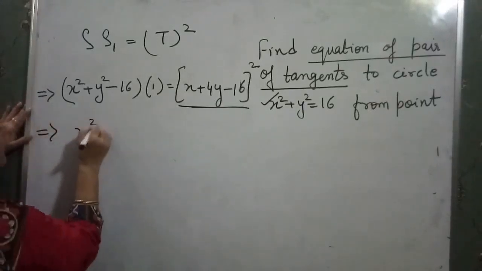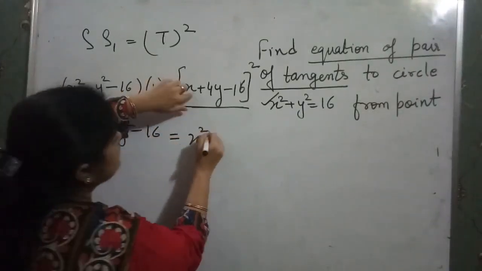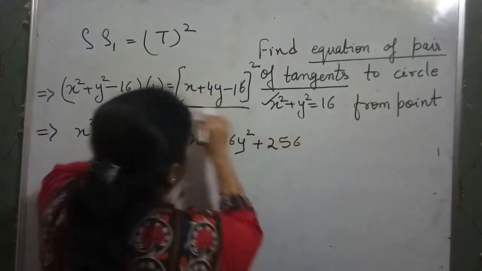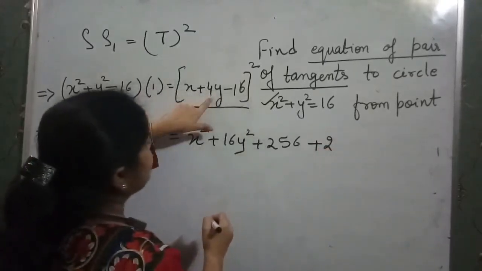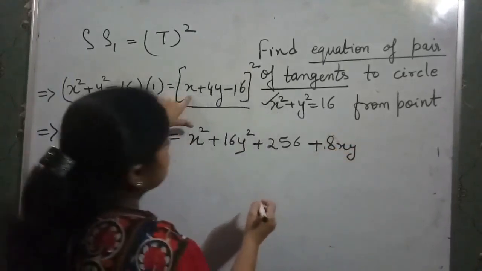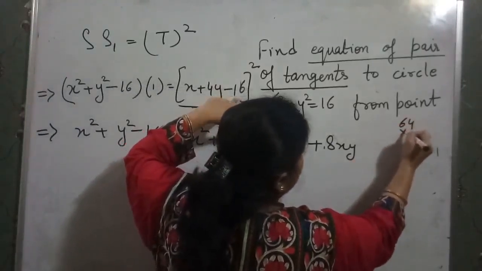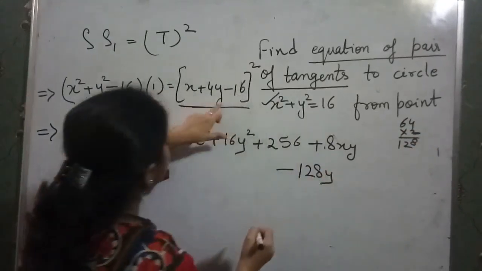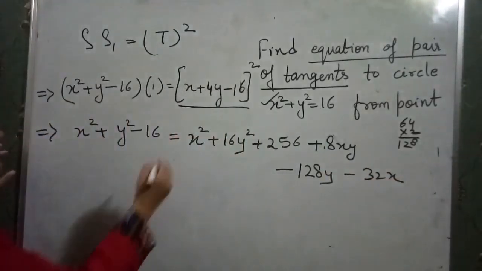So we have x square plus y square minus 16 is equal to x square plus 16y square plus 256, the square of every element. Now the next one, 2 fours are 8x. Clear? 8xy. Then minus 16 fours are 64, 64 into 2. 2 fours are 8, 2 sixes are 12. That means 128y. Clear? Now 32x. Clear? Now just bring it over here.